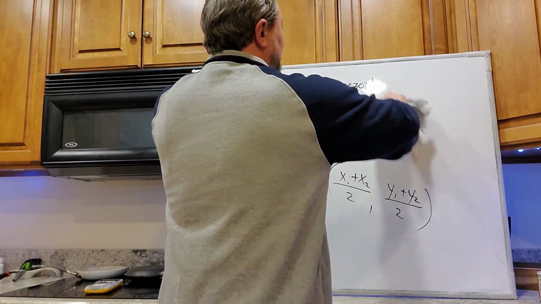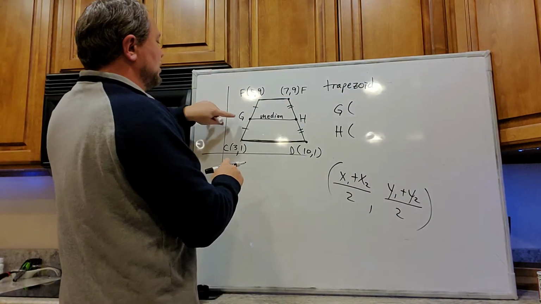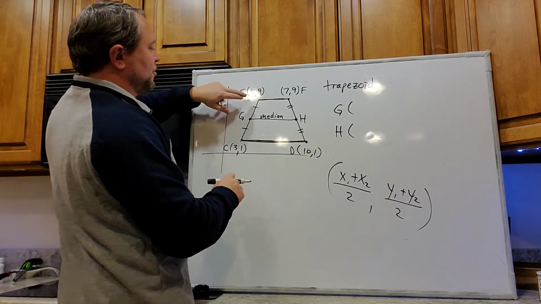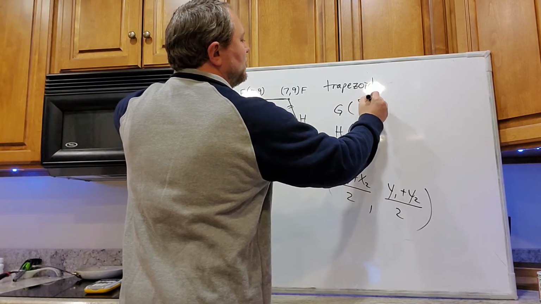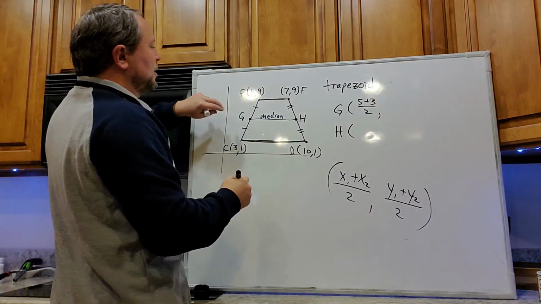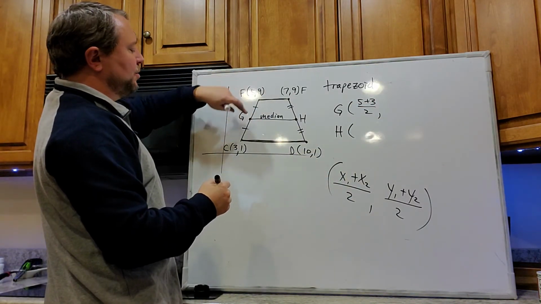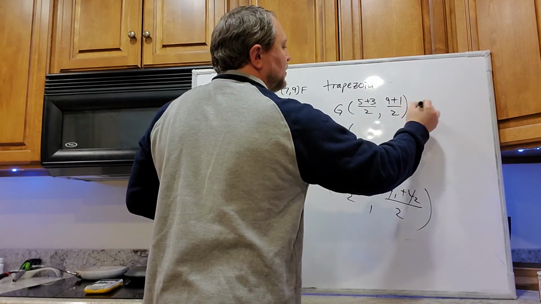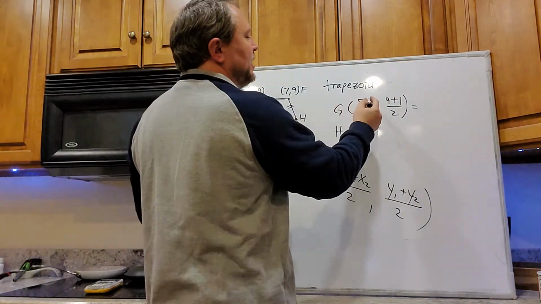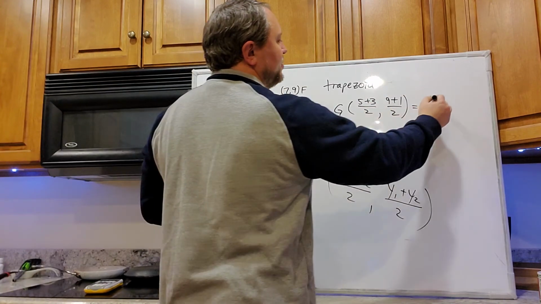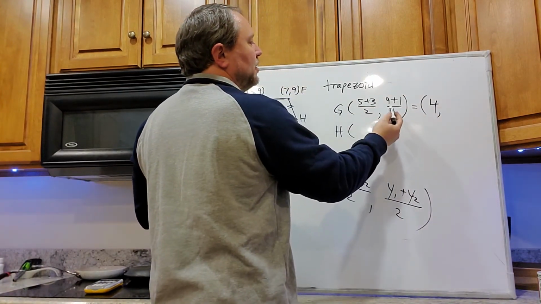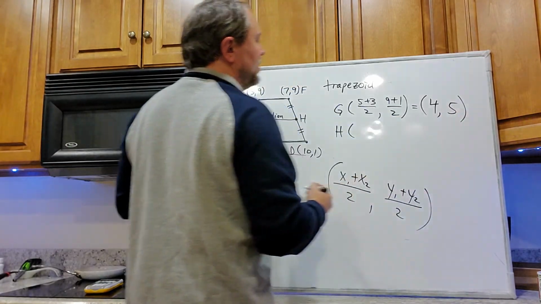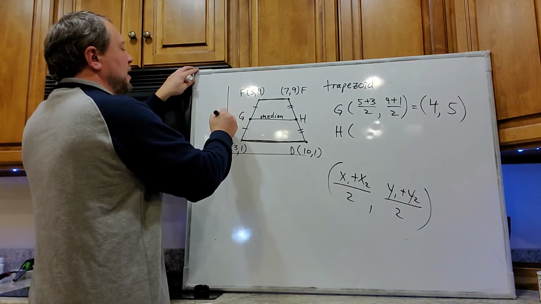I'm going to give myself a little more room though. So on G, I want to average together the x coordinates of 5 and 3 on this leg. So 5 plus 3 divided by 2. And for the y values, 9 plus 1 divided by 2. So G's coordinates would be at, well, 8 divided by 2 is 4. Y's value would be 10 divided by 2 or 5. So that's located at 4, 5.